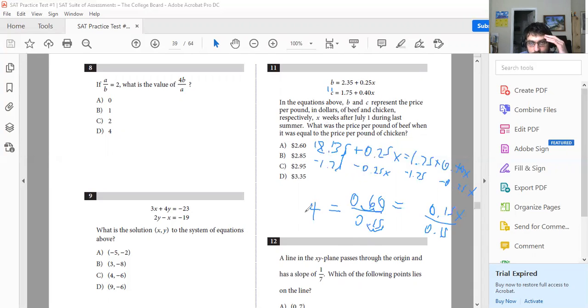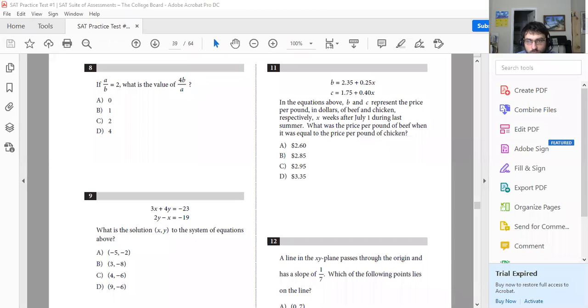And so I'll plug it into this first one because that makes it nice and easy. 0.25 times 4 is 1. 1 plus 2.35 will be 3.35. So that's essentially 4 times a quarter is $1. Add $2.35, you're at $3.35.